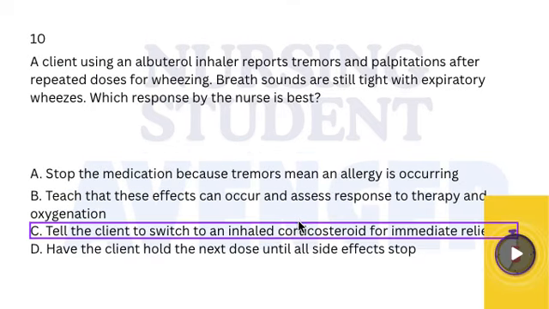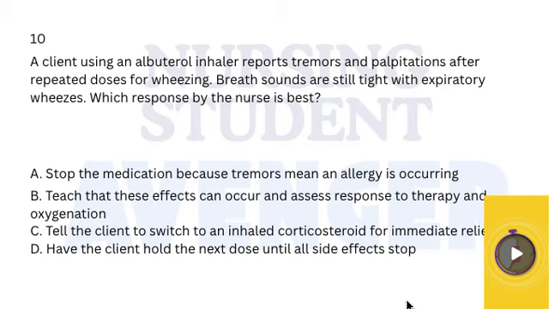Let's go to our last question. A client using an albuterol inhaler reports tremors and palpitations after repeated doses for wheezing. Breath sounds are still tight with expiratory wheezes. Which response by the nurse is best? Letter A, stop the medication because the tremors mean an allergy is occurring. Letter B, teach that these effects can occur and assess response to therapy and oxygenation. Letter C, tell the client to switch to an inhaled corticosteroid for immediate relief. Or letter D, have the client hold the next dose until all side effects stop. So remember albuterol is a beta 2 agonist.